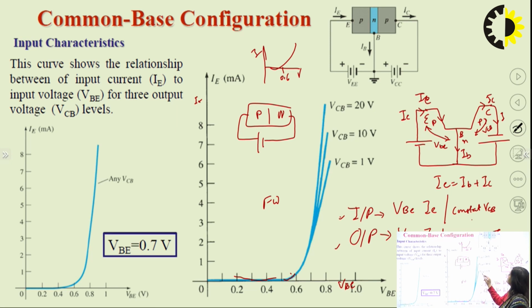And if we increase the VCB to 1 volt, 10 volt and 20 volt, it means we are increasing the reverse bias potential. This graph is plotted while keeping the VCB value at 1 volt, and this is plotted when VCB is at 10 volt, and this is when VCB is at 20 volt.